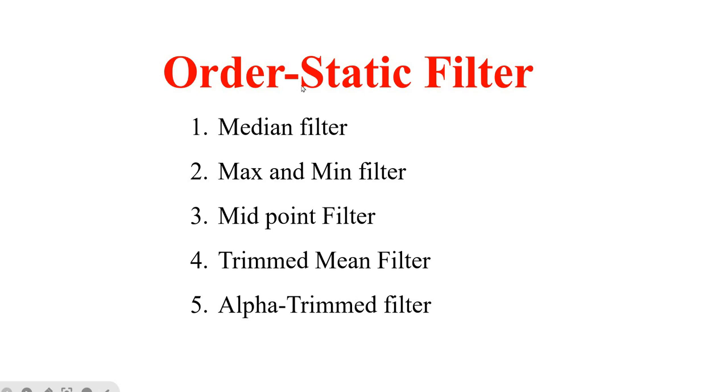Hello everyone. In this video, we will see what is order static filter and what are the different types of order static filters. So order static filter, it is a type of spatial filter which is used for image restoration. And these are the different types of order static filters.